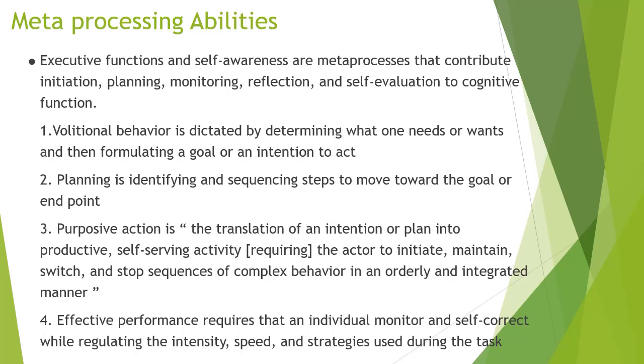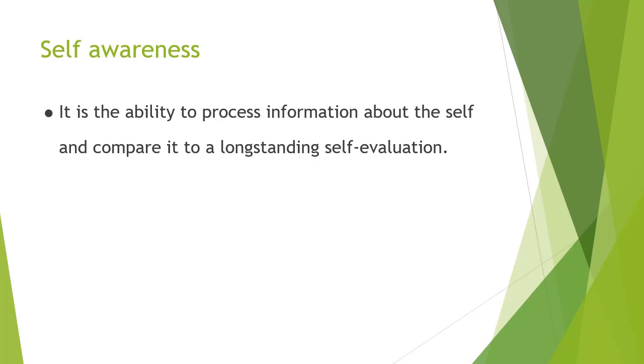It requires that an individual monitor and self correct while regulating the intensity, speed, and strategies used during the task. So in meta process abilities, there are two types: executive function and self awareness. Executive function I already told. Then next is self awareness. Self awareness is processing information about the self. If anyone is asking and you are giving information about yourself, that is self awareness, like self evaluation.